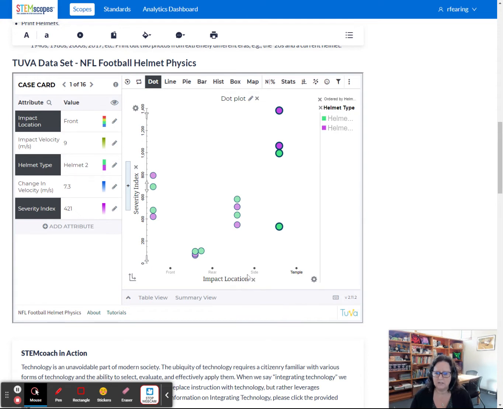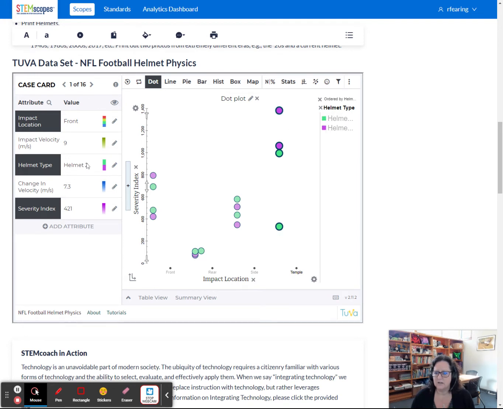So as you look at that, you'll notice that here on the front, and as I click them, that becomes darker. So if I click front, then front gets darkened and the rest kind of go light. If I unclick it, then they're all the same color. Okay, so you can see where the most severe injuries are happening over here on the temple. Okay, that has the highest severity index. So the most injury potential is on helmet 2, on the temple, and so that's some information we have there.